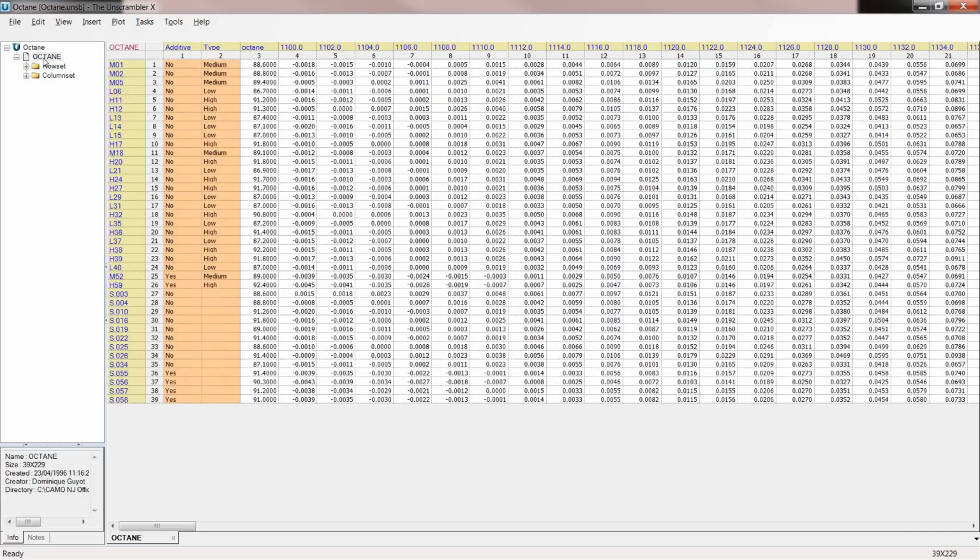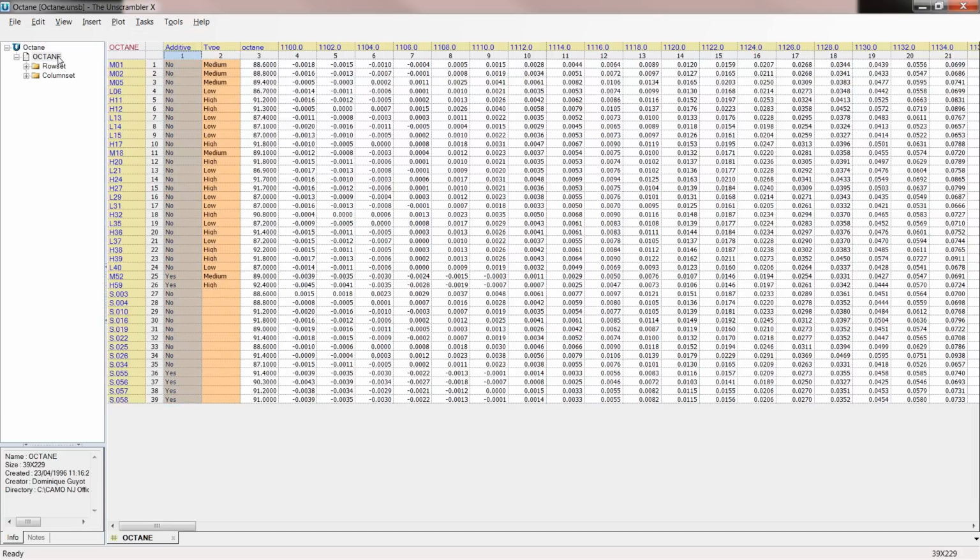So in this data set, we are looking at some fuel samples and trying to predict what the octane level is based on near-infrared spectroscopy. We have a couple of different rows here. So we've got some that have additives in them, some that don't. And then we've got high, medium, and low ranges.